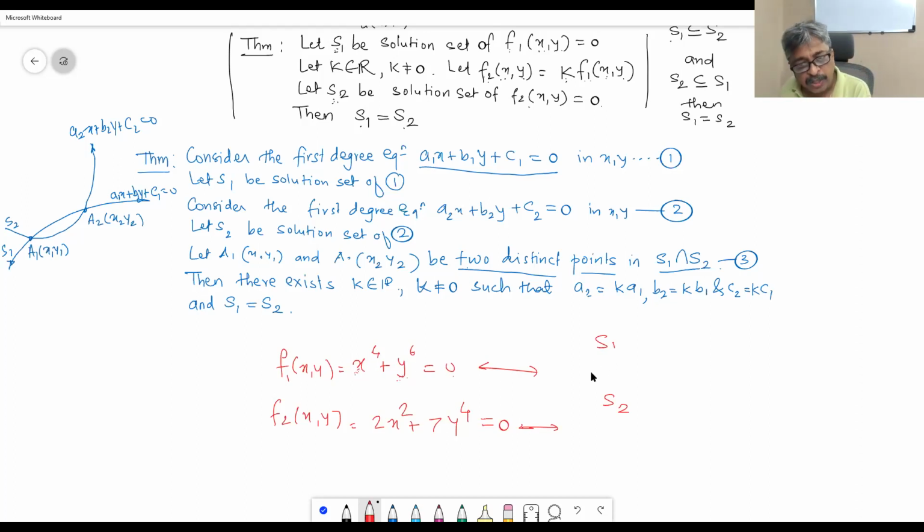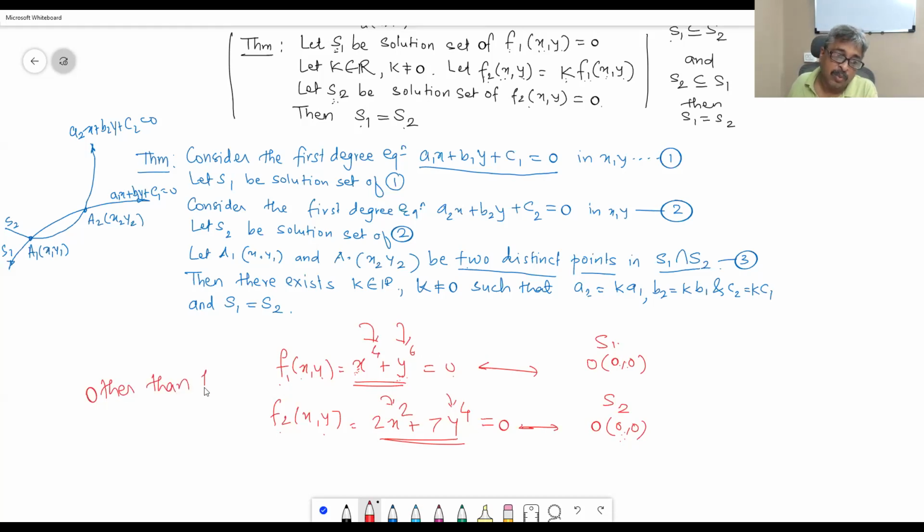So solution set S1 is the only point 0, 0 in this case. 0, 0 is the only point which will satisfy this. No other point. What is the solution set of F2, S2? Origin 0, 0. So here S1 is equal to S2. Both the solution sets are the same, but F1 of x, y and F2 of x, y are altogether different because the degree of these equations is other than 1.